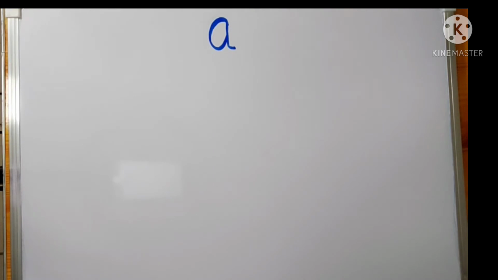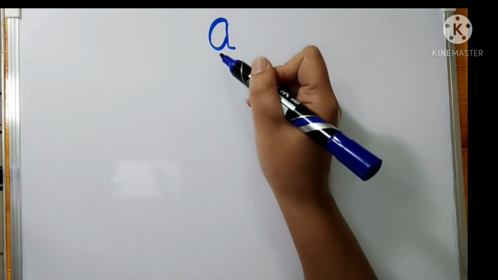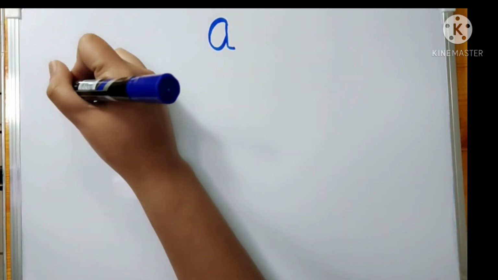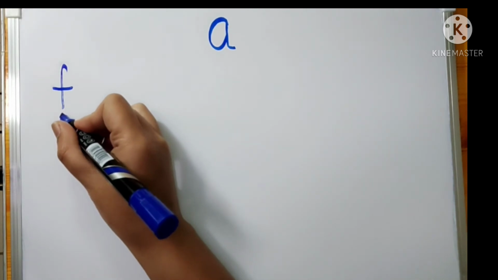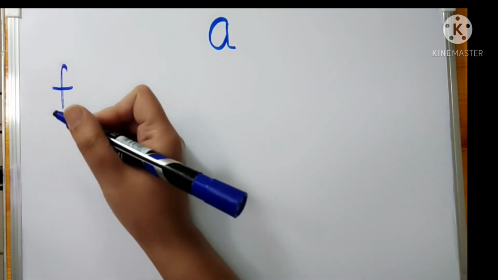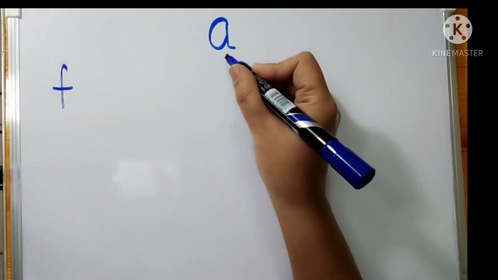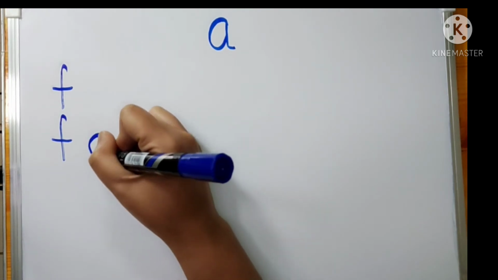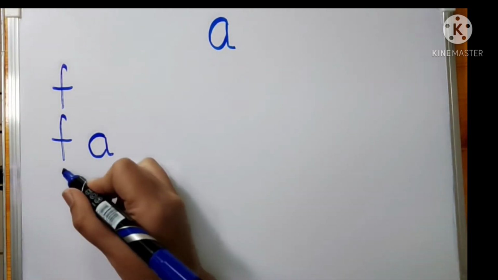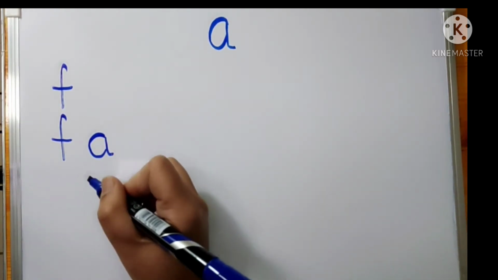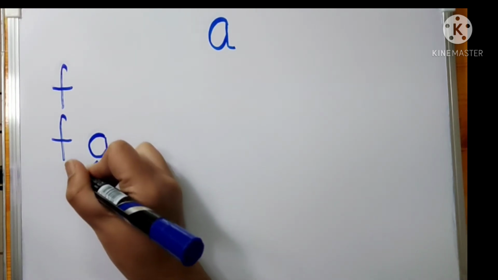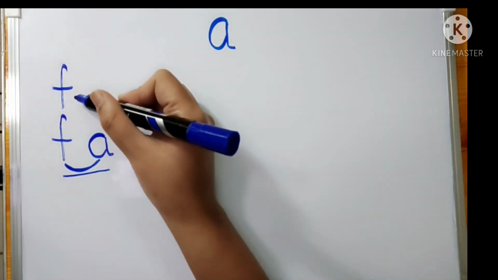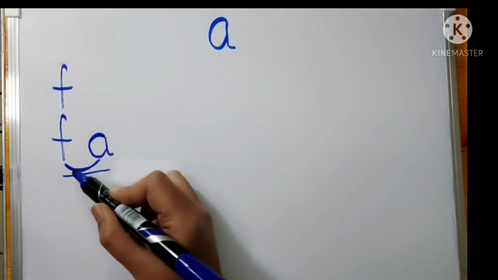Let's proceed now. Practice reading three-letter words with the short A sound as the middle sound. Now, what sound is this? This is a consonant sound, f. Now, let's blend it with the a sound. F and a makes fa.